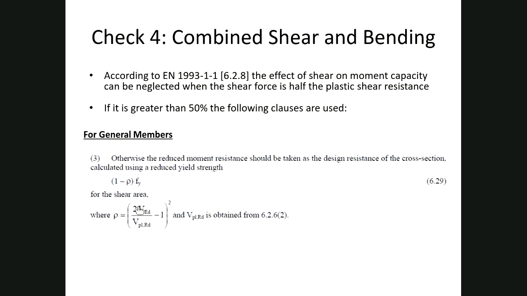So effectively, we can see that it's the demand divided by the capacity in shear. The higher the demand is relative to the capacity, then the bigger that this number becomes. And the bigger that rho becomes, the smaller this factor becomes. And when you multiply that by the moment capacity, the smaller the overall capacity in bending due to the high shear. So the higher the demand in shear, the bigger rho becomes, the smaller this factor becomes, and that's the factor that you multiply the moment capacity by. So the bigger rho is, the more you reduce down the moment capacity due to the higher shear.